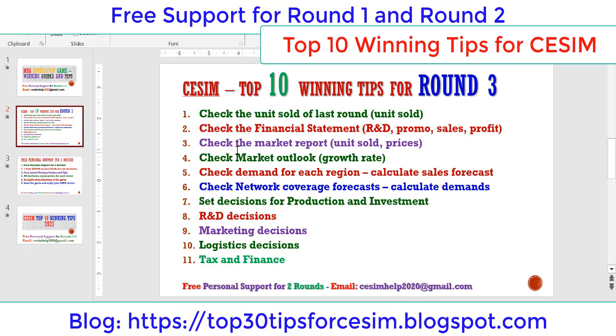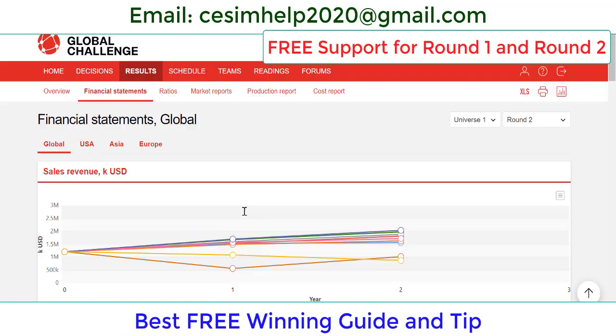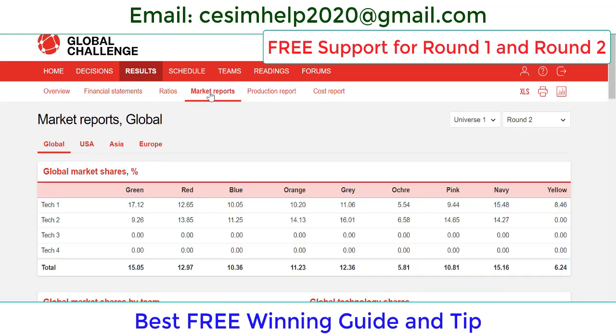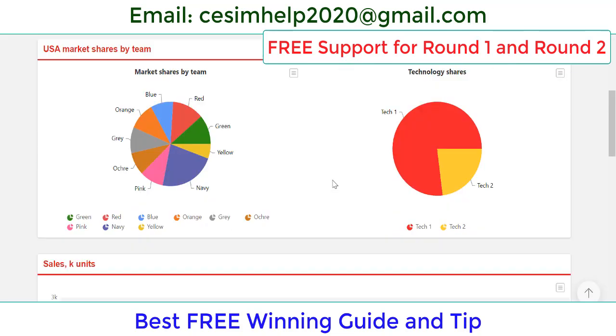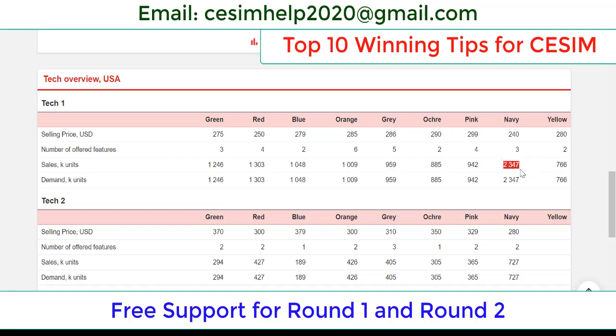Tip number 3, check the market report. You need to see what was sold from last round and at what price. This is very important. In the USA we see the price range from 240 to nearly 300. For a price of about 250 we sell 2,300, and for 300 we sell only 1,000. So this is the price range from 240 to 299.